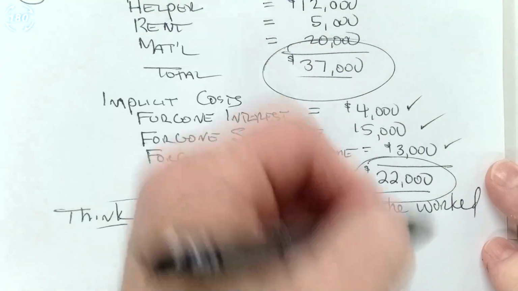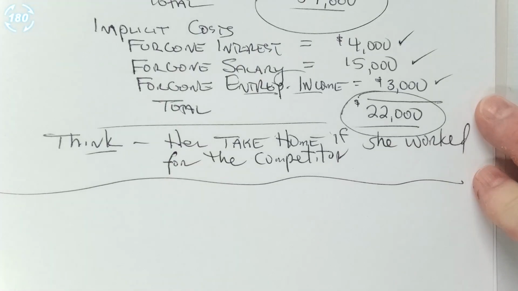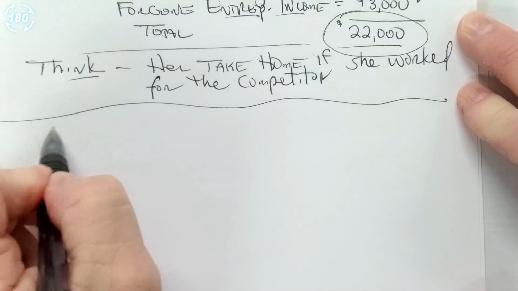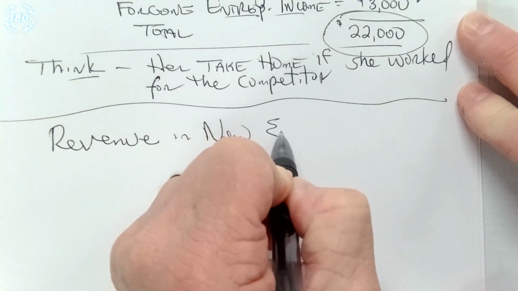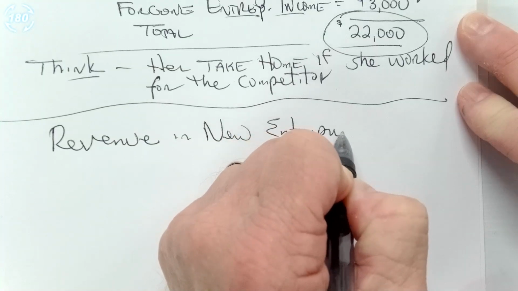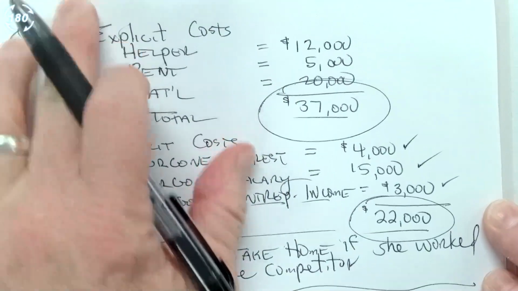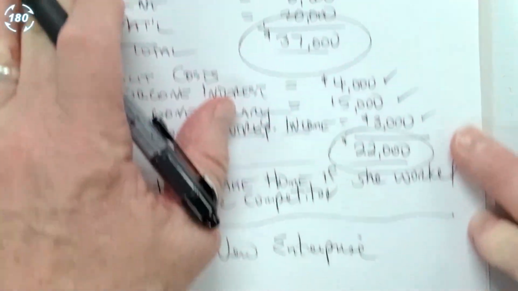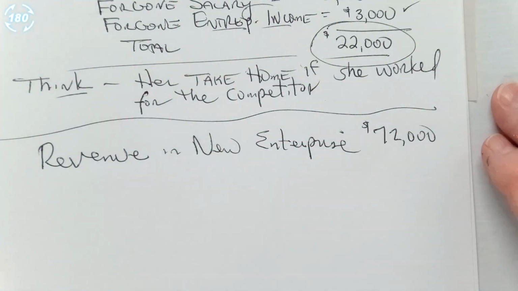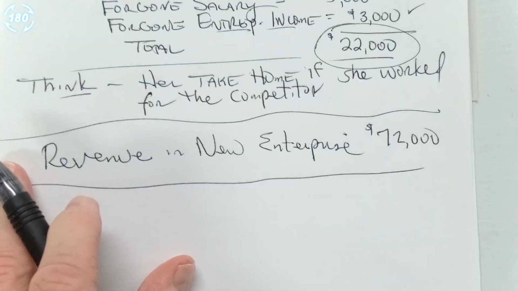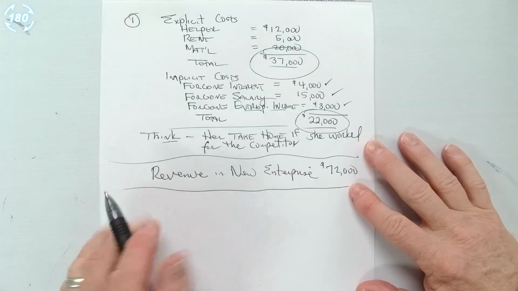Okay, so we have two different types of costs. Also here we want to recognize that there's revenue at work in this new enterprise. Revenue in new enterprise. And how much is that? Total annual revenue from pottery sales is $72,000. Y'all see that? So $72,000. Okay. So first thing I want us to note is that there is multitasking here, all these different things.